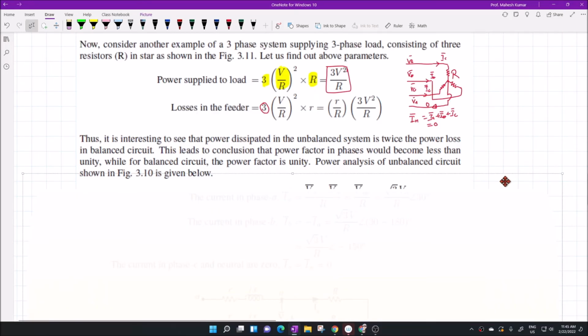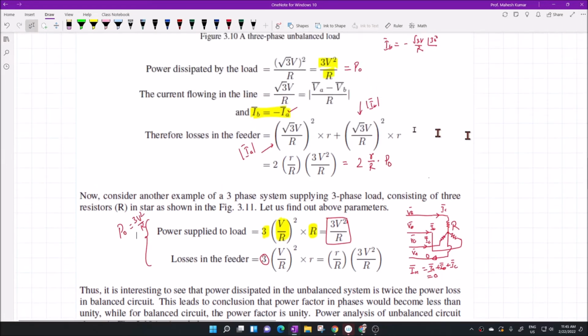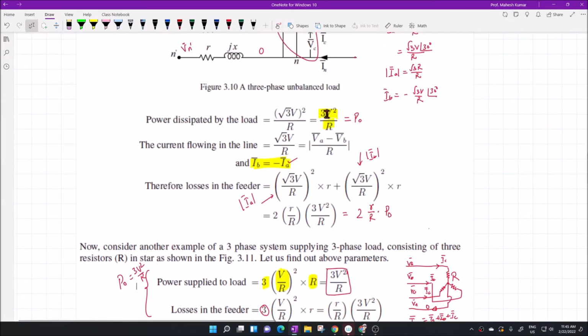If you compare this case, the 3-phase balanced case, with the same output power, P0 is the same, that is 3V square by R. But this is the case of balance, and the previous case was the case of unbalance. The power is the same. You can see here this power and this power are the same.